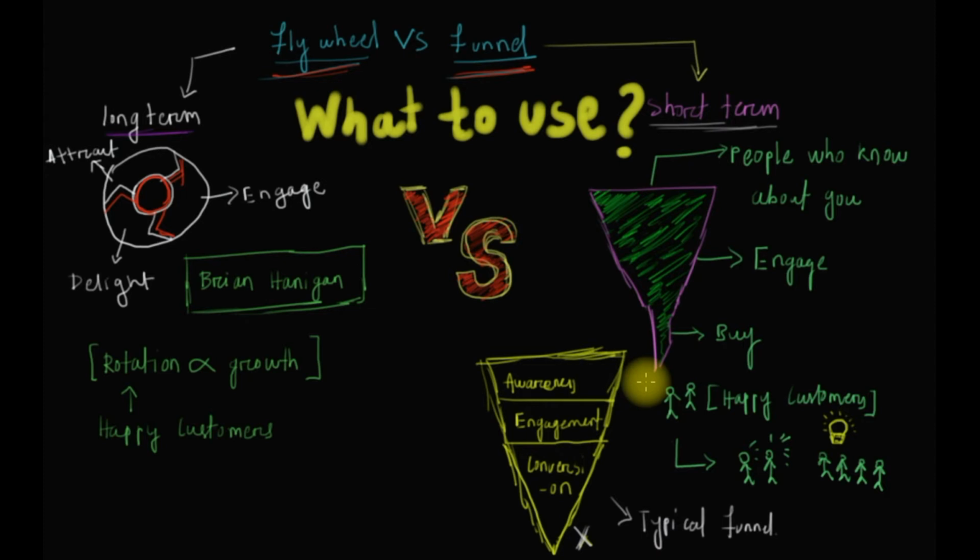But if you want to keep them engaged, if you want them to do business with you again and again, and you want to do some upsell and downsell and those kinds of things, then I think you are supposed to go from the funnel to the flywheel model.